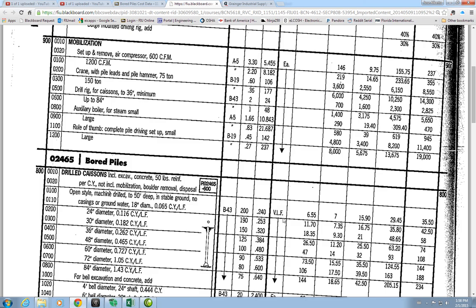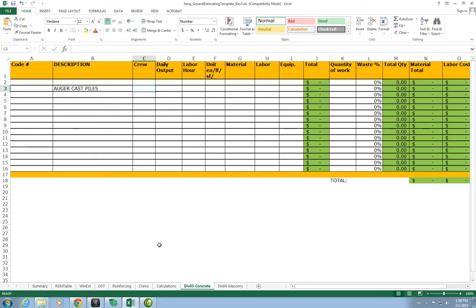So let's take a look at our Excel file. In our Excel file we have a cell for the crew, right? So we can type here crew B43. We have a daily output. We said before that the daily output is 200. Then we have labor hour. We said that the labor hour is 0.24. Then we have unit, each, linear feet, square feet. In this case is vertical linear feet.